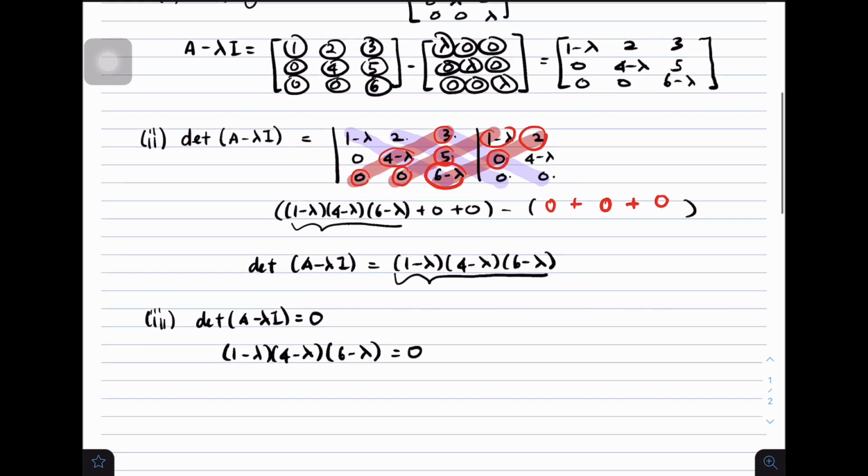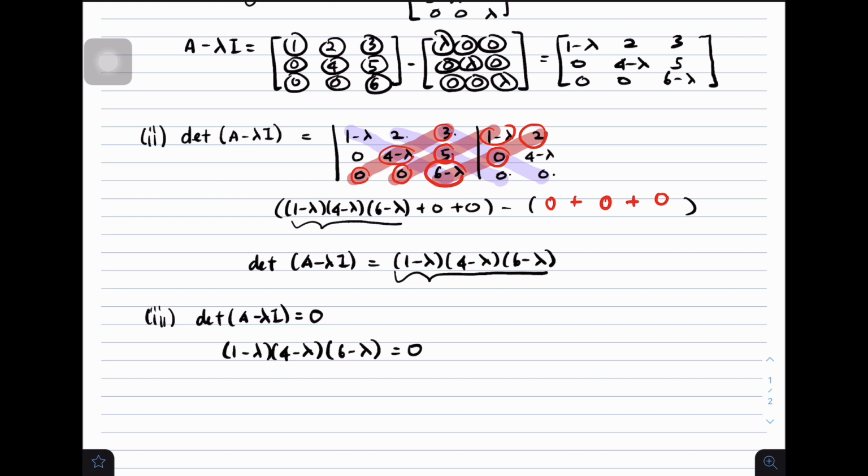Therefore, from here, you can see that you have 3 values of lambda. So from here, you will get your first lambda equal to 1, your second lambda equal to 4, your third lambda is equal to 6. If you ask me how I get this one, you just take this one and let it be equal to 0. So you will have 6 minus lambda equal to 0. Then you bring negative lambda to the right, you will have 6 equal to positive lambda. So you have lambda equal to 6. Same goes to this one and this one as well.